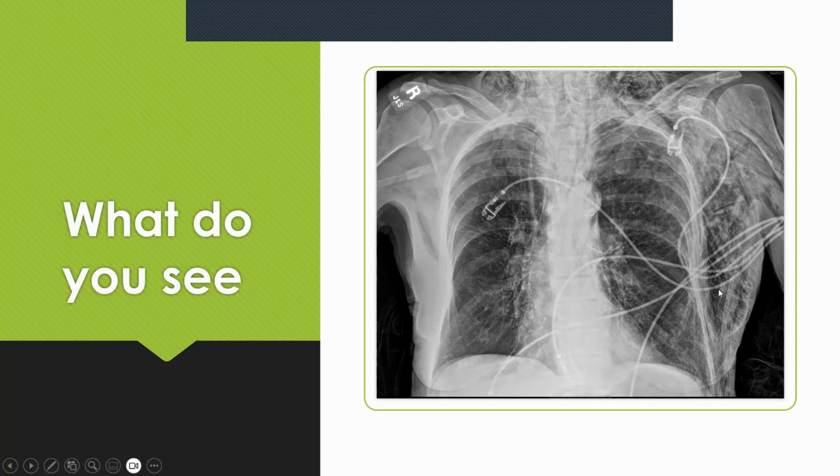But even mild streaking, sorry about that. So even mild air streaking in the tissue planes, if you see gas in the tissue planes, it should alert you to the fact that it could well be a pneumothorax, as well as rib fractures.